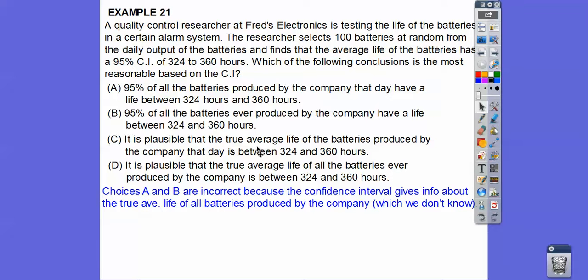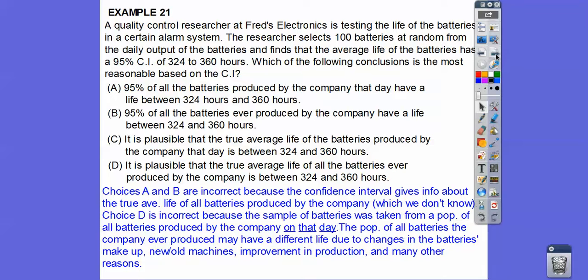It's plausible that the true average life of all the batteries ever produced, the key word is ever produced, and that's not true, because we don't know what the true life of all the batteries ever produced is, because this population was taken from the batteries that were produced on that day. So the population of all the batteries the company ever produced would probably have a different lifespan due to the changes in the battery's makeup, or the new and old machines, improvement in production, and there's many other reasons that would change the whole lifespan on that. So choice C is our correct answer on that.